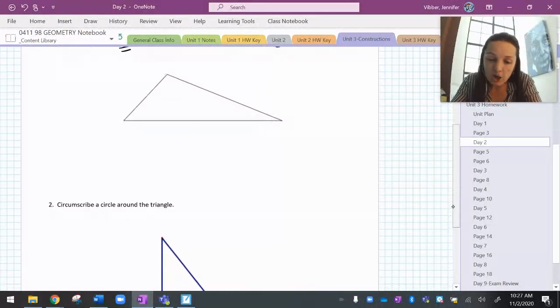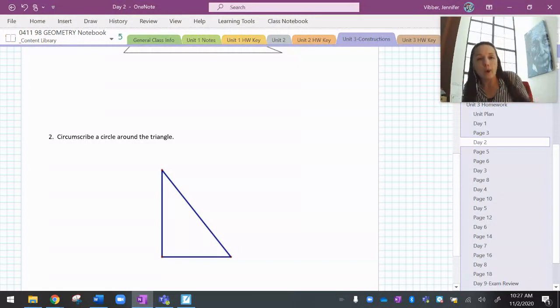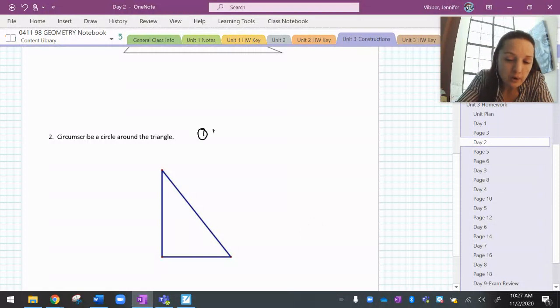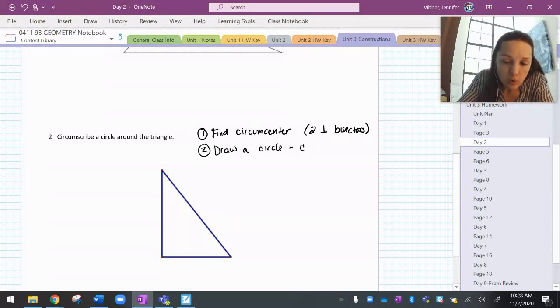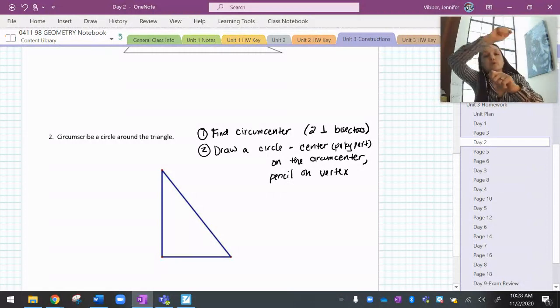Then the next one says, circumscribe a circle around the triangle. Well, the only way for us to do that is, step 1, find the circumcenter using 2 perpendicular bisectors. And then step 2, draw a circle with the center, or the pokey part, of your compass on the circumcenter and your pencil on a vertex, and then you will draw a circle around the outside.